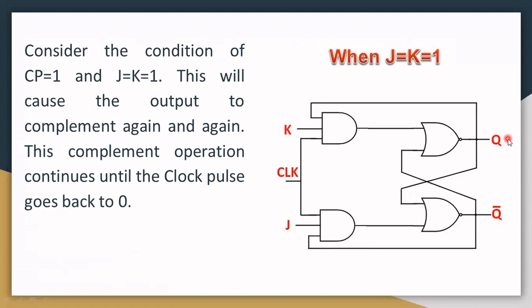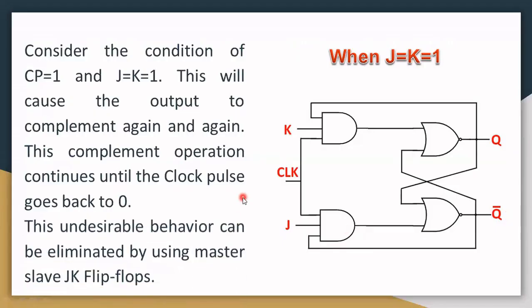That means, suppose if Q is equal to 0 and Q dash is equal to 1, and we are giving a clock pulse, it changes to Q is equal to 1 and Q dash is equal to 0. In the next clock pulse, it changes to Q is equal to 0 and Q dash is equal to 1. This undesirable behavior can be eliminated by using an advanced flip-flop that is called a master-slave flip-flop.